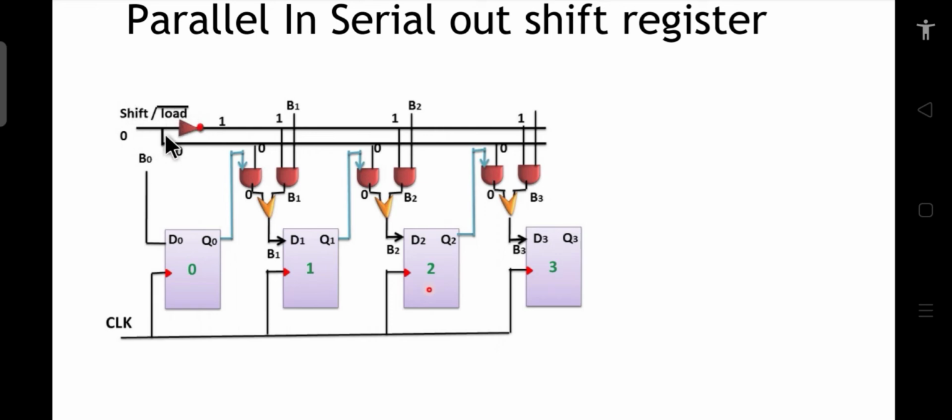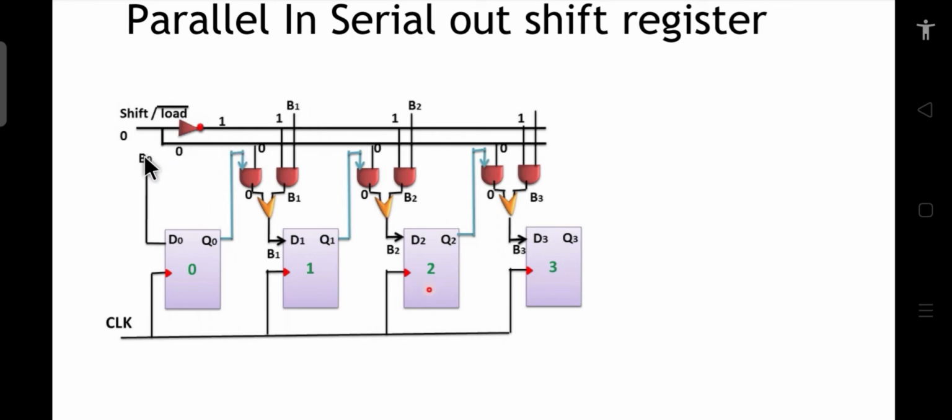So the basic idea is what? When this input terminal is 0, there is an inverter here, so the output of this inverter will be 1. This particular line here will become 1, and when it becomes 1, these AND gates will be on and will get the input. So B1 will be connected to the D1 via this AND gate and this OR gate. When this input is 0, the circuit will be loaded, so it will be loaded with whatever input you have.